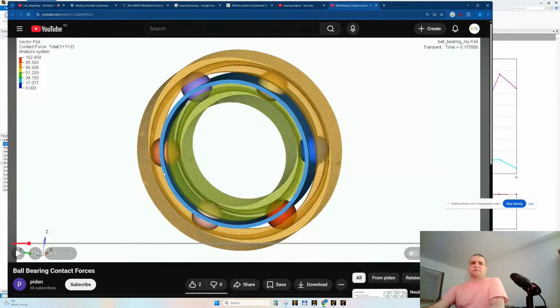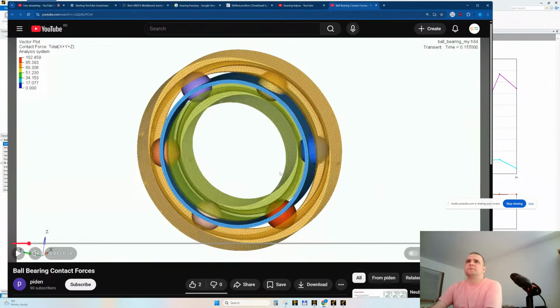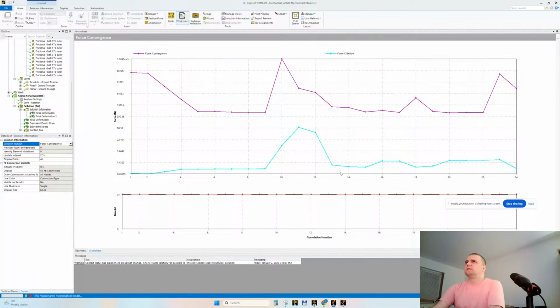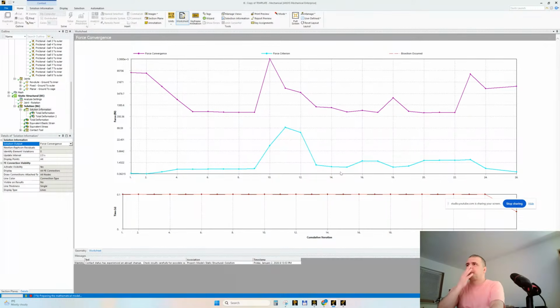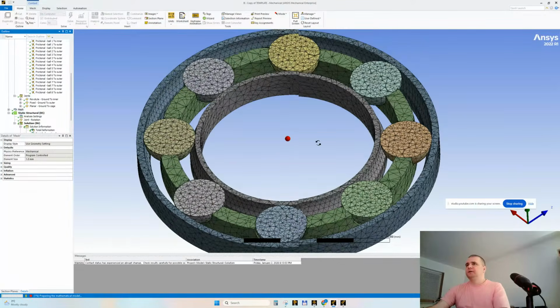What software is this? Motion Solve. This means I think we have rigid dynamics. Oh my god. Will it converge today?